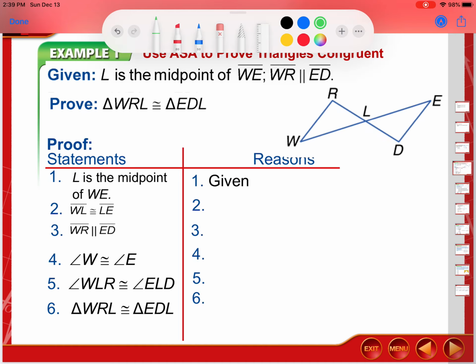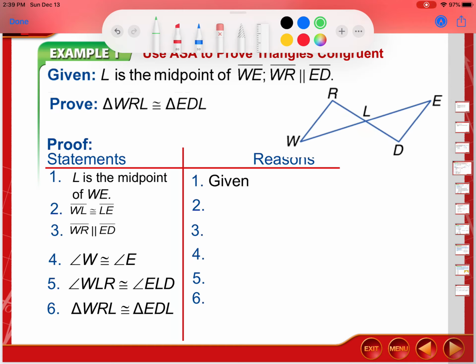Lovely stuff. Okay, so this is our first real proof problem that we've dealt with in this chapter, and I feel like it's probably a good thing that we start to practice these. So anyway, what they tell us here is that L is the midpoint of WE and WR is parallel to ED.